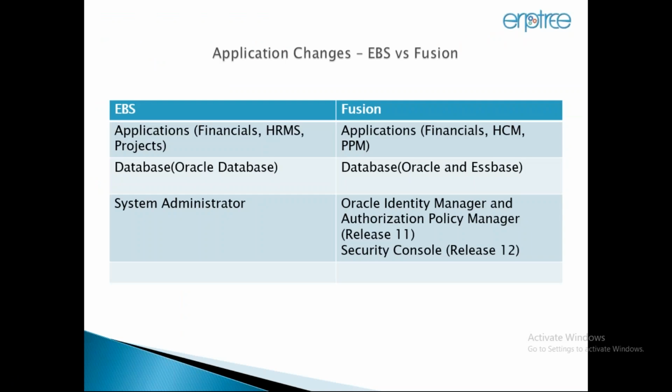So now I'll move forward. Here there are some changes from EBS to Fusion when it comes to applications. Financials, HRMS, and projects: in Fusion we are calling them the same, but projects we are now calling PPM, project portfolio management. And when it is database, we used to have Oracle database, but here it is Oracle as well as SBase. SBase is a new dimension of database, where in the case of financials and reporting, the data is stored in the SBase database.